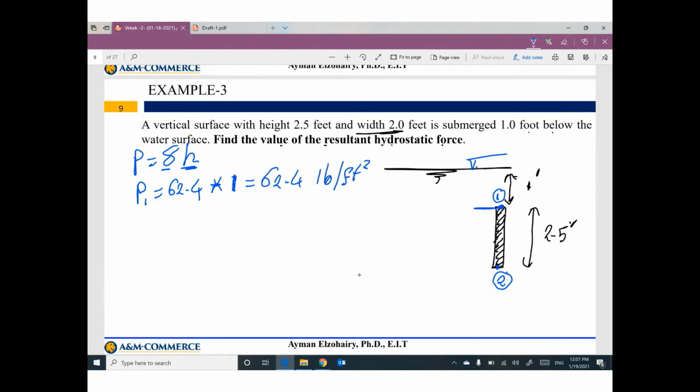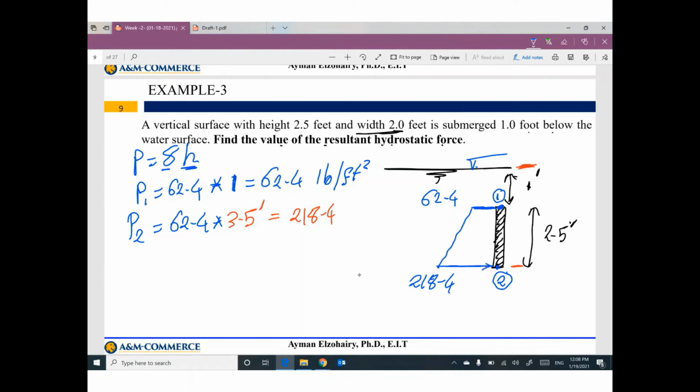This value is perpendicular. 62.4. Pressure number 2, gamma 62.4. What is the vertical distance between point number 2 and the water surface? 3.5 feet. So this pressure will be 218.4. Then I will connect the two values, and I get this distribution as a trapezoid.